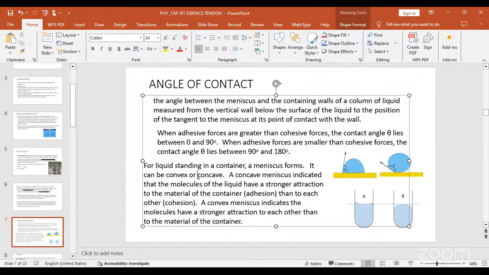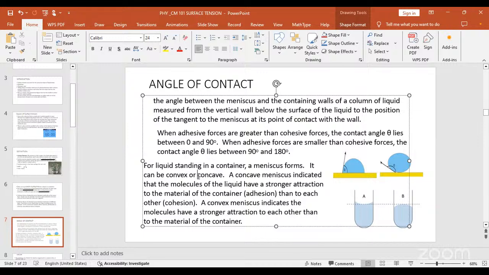For a liquid standing in a container, a meniscus forms. It can be convex or concave. Like I said, it can bulge out or cave in. It is an interplay between the adhesive forces and the cohesive forces, which both occur at the same instance.